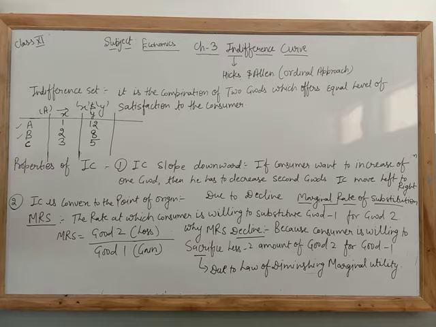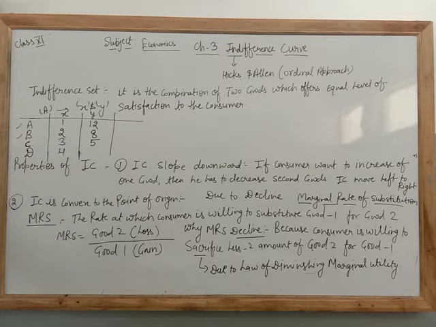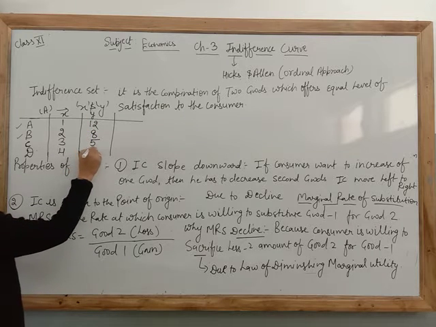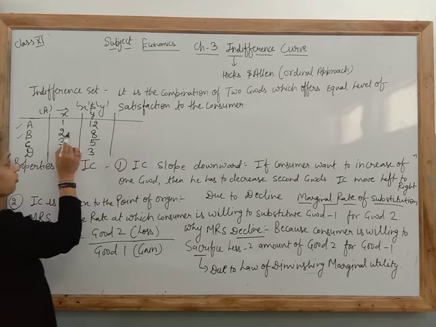Whether combination A, B or C, if he is going to choose A, if he is going to choose B, if he is going to select C, definitely the satisfaction will not be changed. He is going to get the same satisfaction. Suppose he is going to select option D. From this combination, he is going to increase the consumption of X and decrease the consumption of Y.